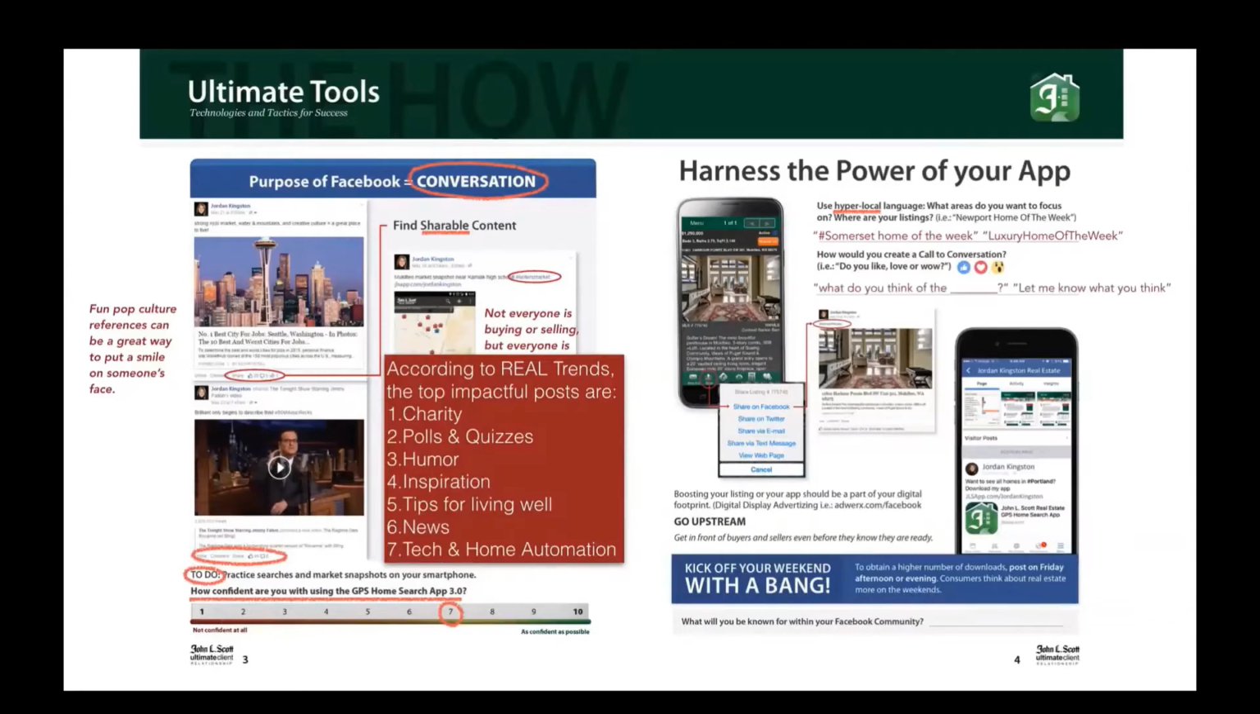And then you could ask questions. Here's the polls and quizzes idea. What do you think of the kitchen? Or what do you think of the backyard? Or what do you think of the home theater? Or what do you think of this? Let me know what you think. You can even put something: do you like it? Do you love it? Or is it wow? Which is the most recent reactions that you can have on Facebook. Engage your audience. Ask them to react.